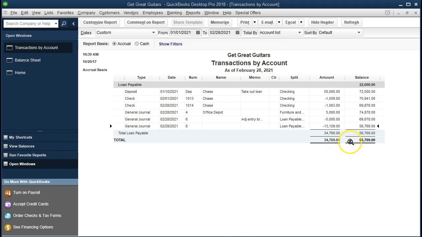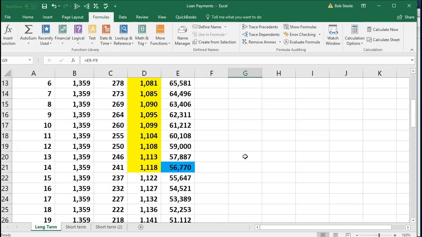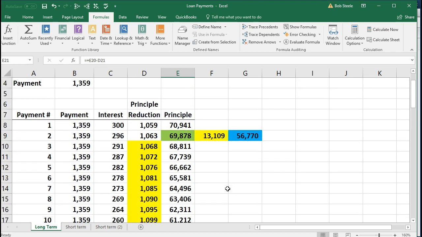What's left? 56,769, which is our long-term portion we see here, or we see it after the 12 months of payment. After we make these 12 payments, that will be the balance a year from now, the full balance a year from now. In other words, that's why it's the long-term portion, because it's where we will be at after a year of the short-term payments of 13,109.